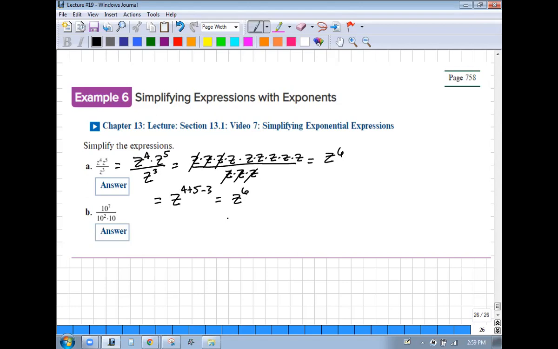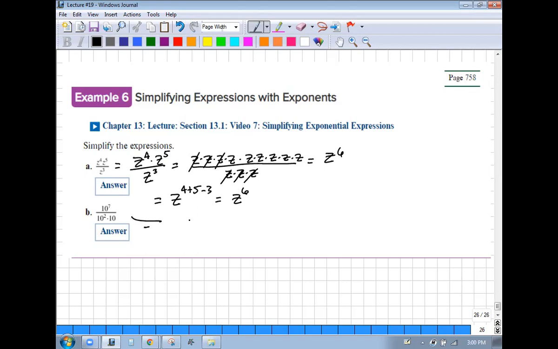It's a lot quicker than writing z 900 times, right? We have 9 z's on top, 3 on the bottom. So obviously there's 6 left, right? You should be able to just look at that and write this down. Again, 9 z's multiplied together on top, 3 on the bottom, you're left with 6.